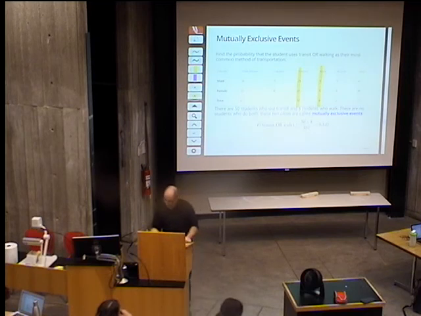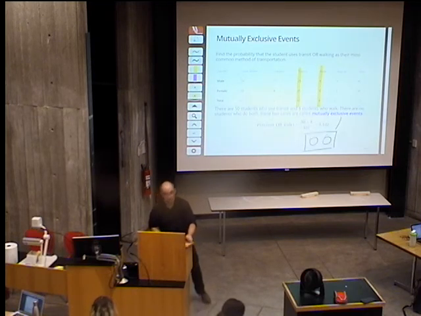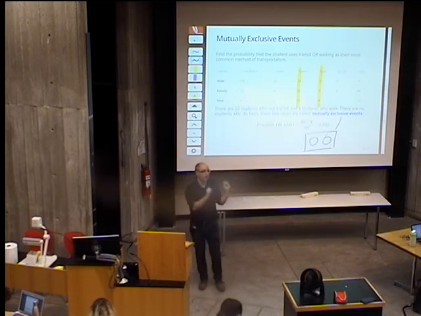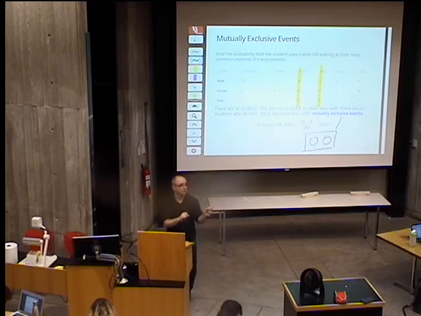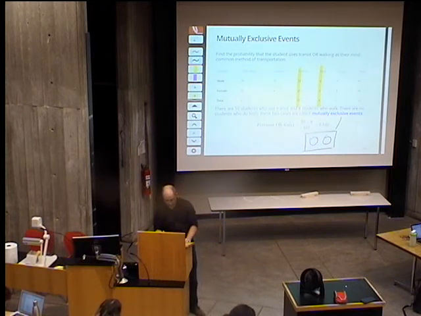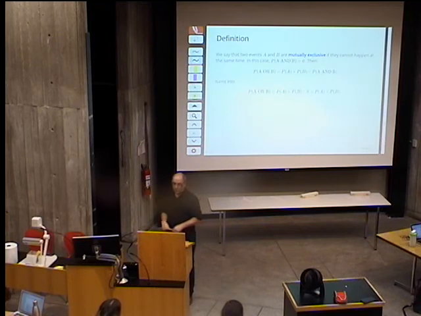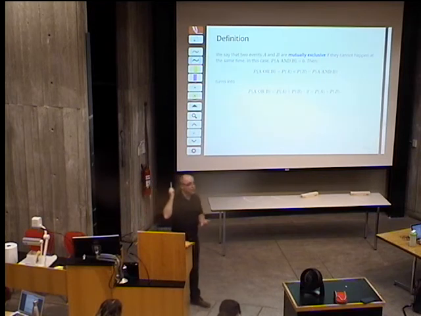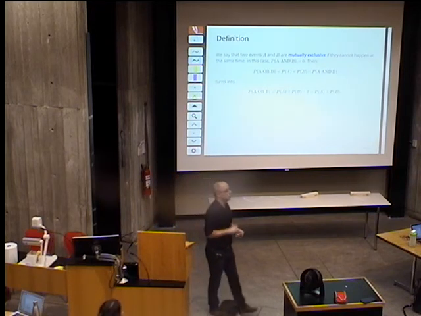And the Venn diagram for mutually exclusive events looks like that. Two circles that do not touch, no overlap whatsoever. When you have mutually exclusive events, there's nothing to subtract because you didn't double count anything. We say that two events are mutually exclusive if they cannot happen at the same time. In that case, if you do the and, you equal zero.